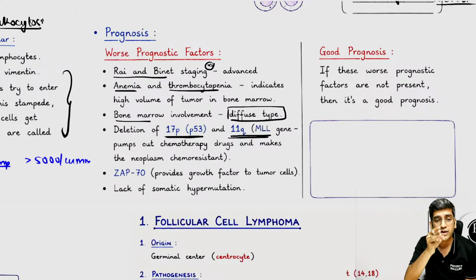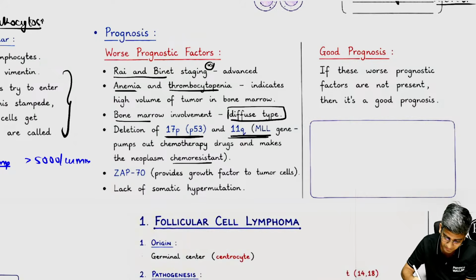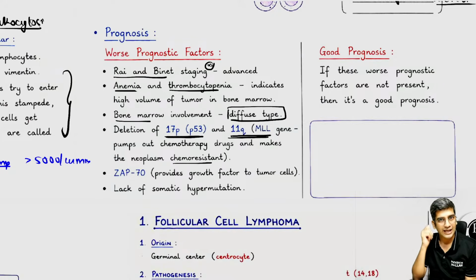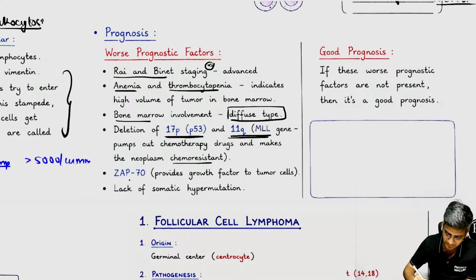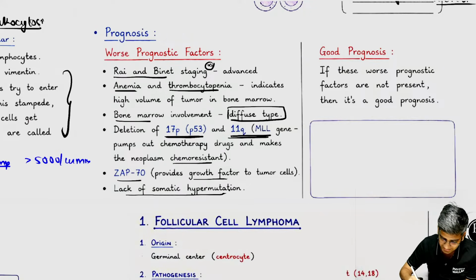Deletion of MLL gene, deletions involving 11q23 or translocations involving 11q23 is bad with respect to leukemia because it will make the neoplasm chemoresistant. I'll give chemotherapy. When this gene is altered, my chemotherapy will not work for us. Fine. Then ZAP70, it provides a growth factor. So more the ZAP70 is bad for me. And lack of somatic hypermutation.